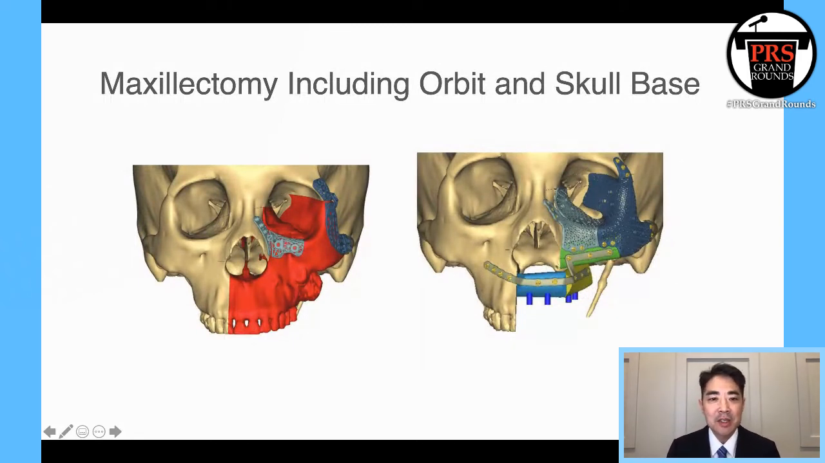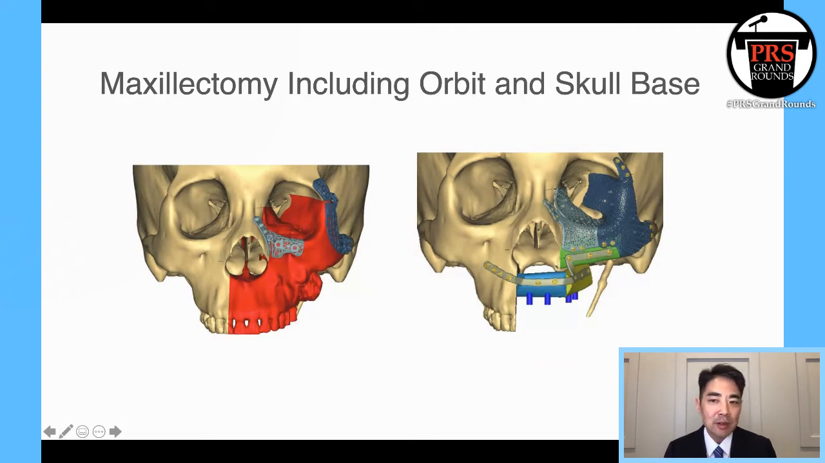My final case puts all of those technologies together. This is a patient with a very large maxillary, orbital and skull base sarcoma, for which she's receiving a resection of the medial, inferior, and lateral orbital walls, a portion of the zygoma, and two-thirds of the patient's maxilla. So we designed a two-piece orbital implant that restores the orbital walls.